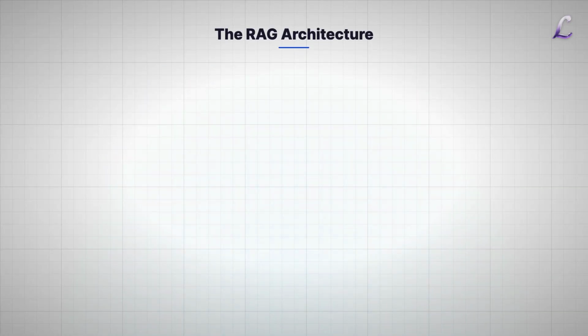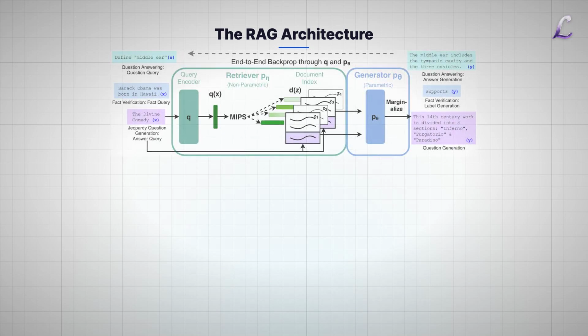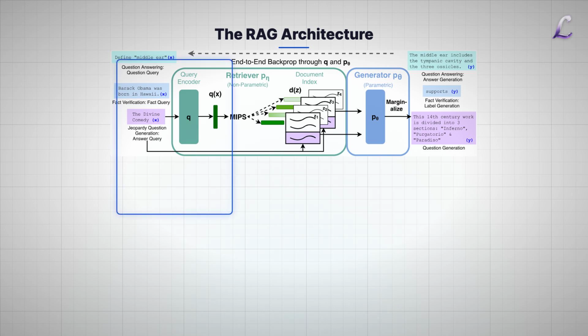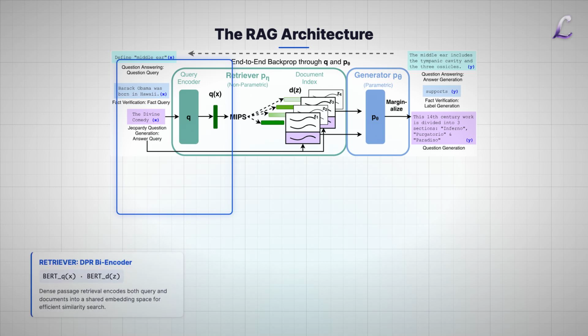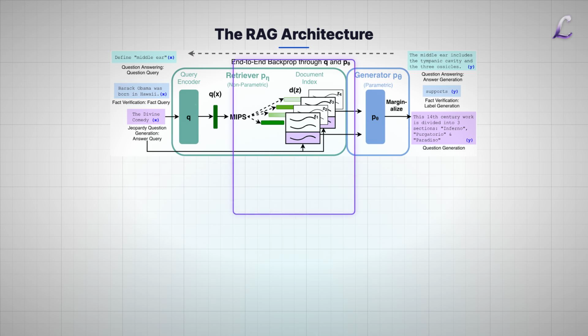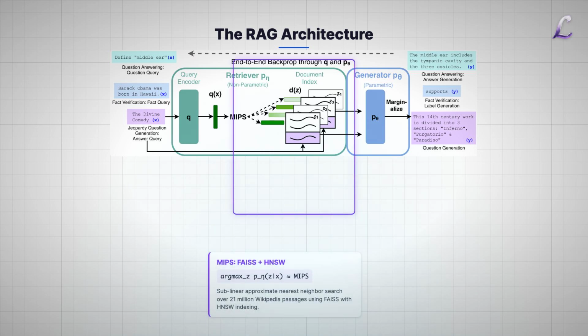RAG has two main components. First, the retriever. This is based on Dense Passage Retriever, or DPR, which uses a bi-encoder architecture. You have two BERT base models, a query encoder that maps the input x to a dense vector q(x), and a document encoder that maps each passage z to a dense vector d(z). The retrieval probability is proportional to the exponentiated inner product of these vectors. To find the top-k documents efficiently, this becomes a maximum inner product search problem, solved approximately in sublinear time using FAISS with hierarchical navigable small world graphs.